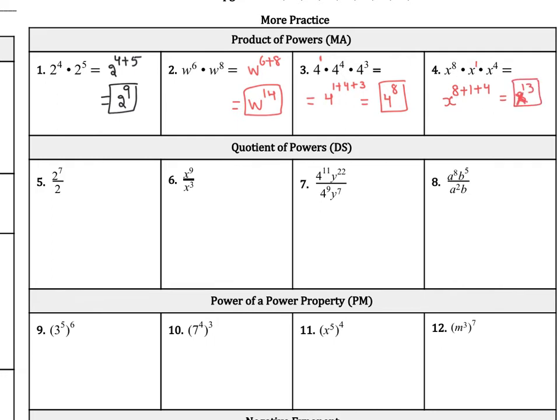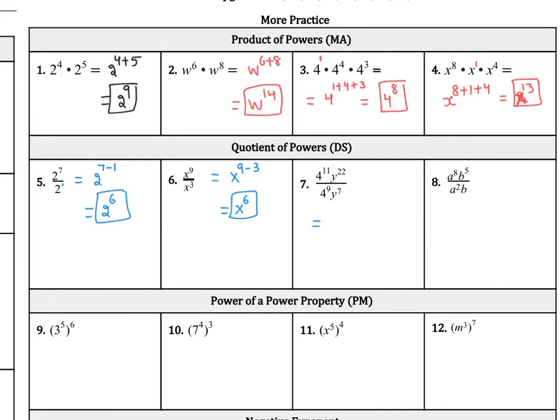Next, you're going to do the quotient of powers. It means that when you divide two like bases, you subtract the powers, and that's going to be 2 to the power 6. Then x to the power 9 minus 3, so x to the power 6.